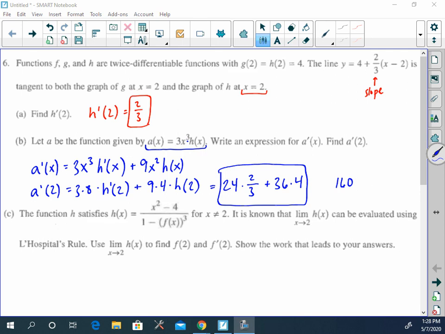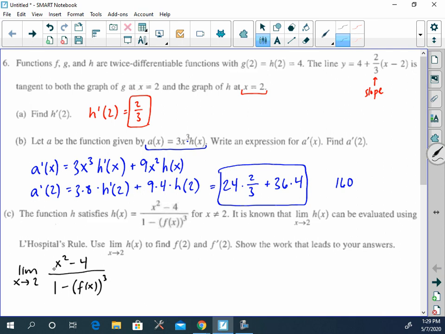Okay, part C is kind of flipping L'Hopital's rule and how we usually solve these, and it's making it so we really have to understand what's going on here. So you just want to start doing something. You know for L'Hopital's rule that it's either going to be a 0 over 0 or a plus or minus infinity over a plus or minus infinity. And we're trying to find the limit as x goes to 2 of h of x. And h of x is this here. So I'm going to put that into its spot. So we've got x squared minus 4 over 1 minus f of x cubed.